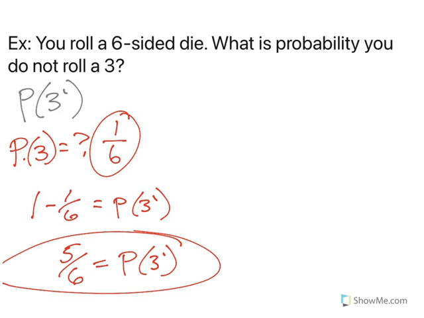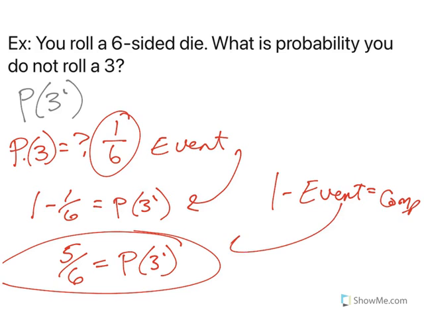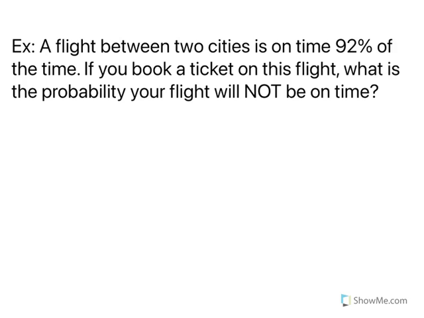So that's the idea: you can find the probability of the event and then use the equation 1 minus the event. 1 minus the event gives us the complement, which is what we found here.